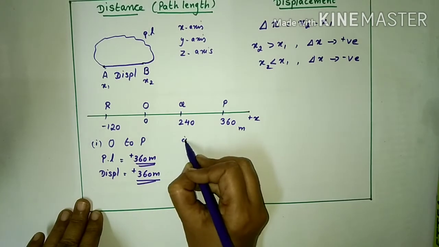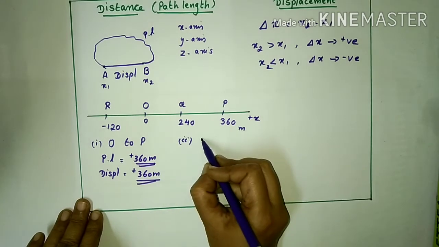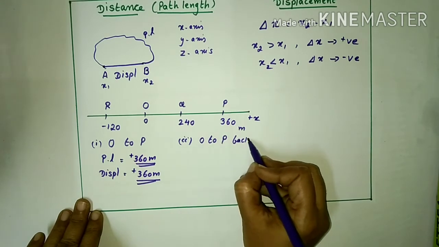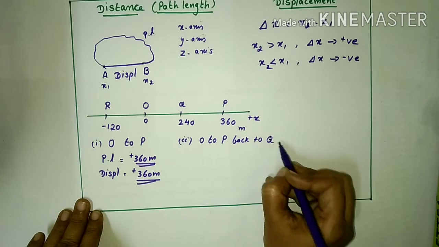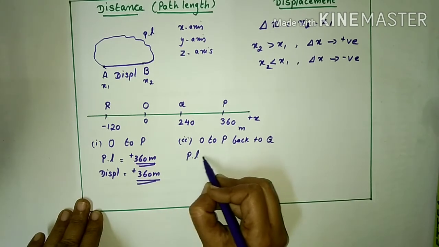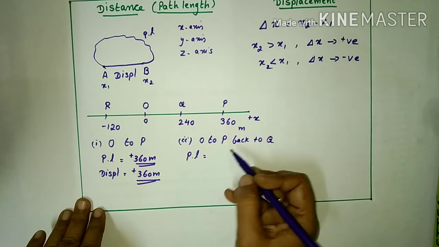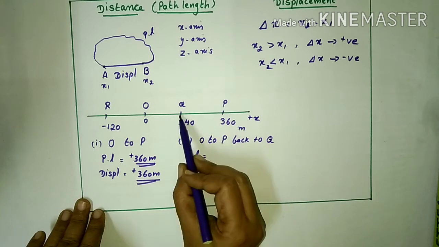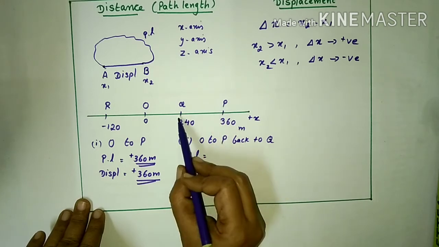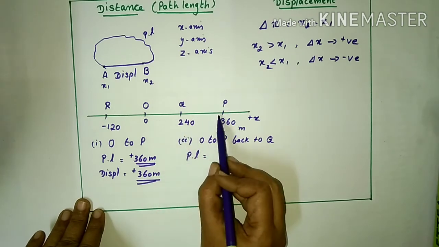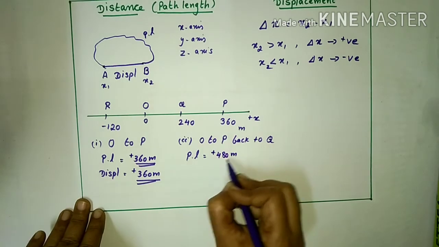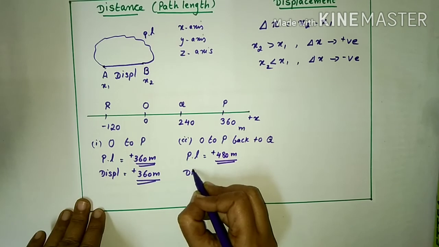And in the second case, we take the car moving from O to P, then back to Q. Then what is the path length followed by the car? O to P, that is 360 meter. Then back to Q, that is 360 minus 240, that is 120. So, what is the total distance? That is equal to 480 meter.